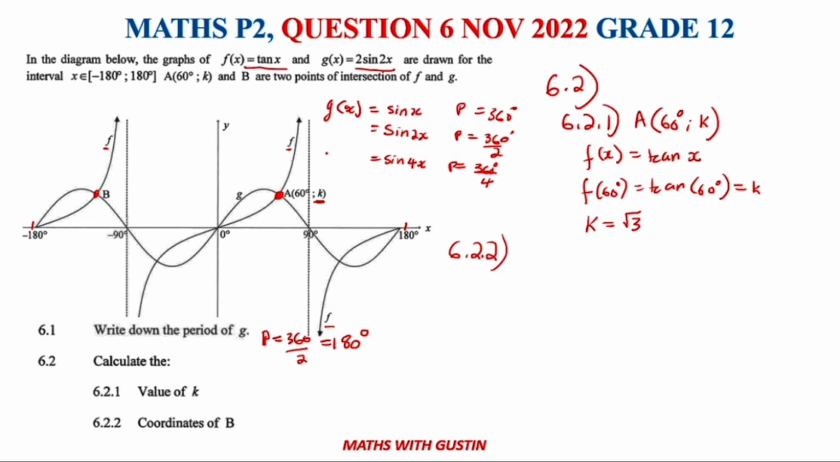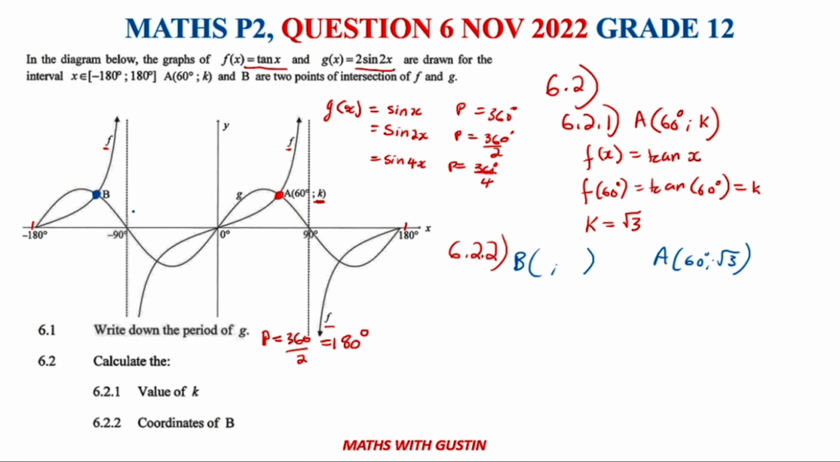Now 6.2.2 says we need to determine the coordinates of B. B is sitting right here. Let me use a different color here, since somebody asked me to use a different color for a different question, which makes it easier to understand. So B is in blue, and A is there. We need to find B. The coordinates of B are unknown, but we know the coordinates of A, which is 60 and the k value we just calculated, square root of 3.